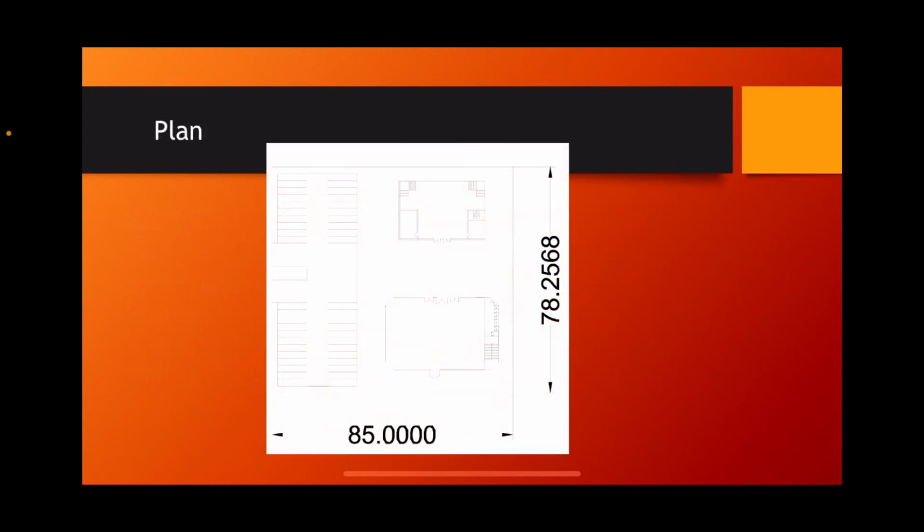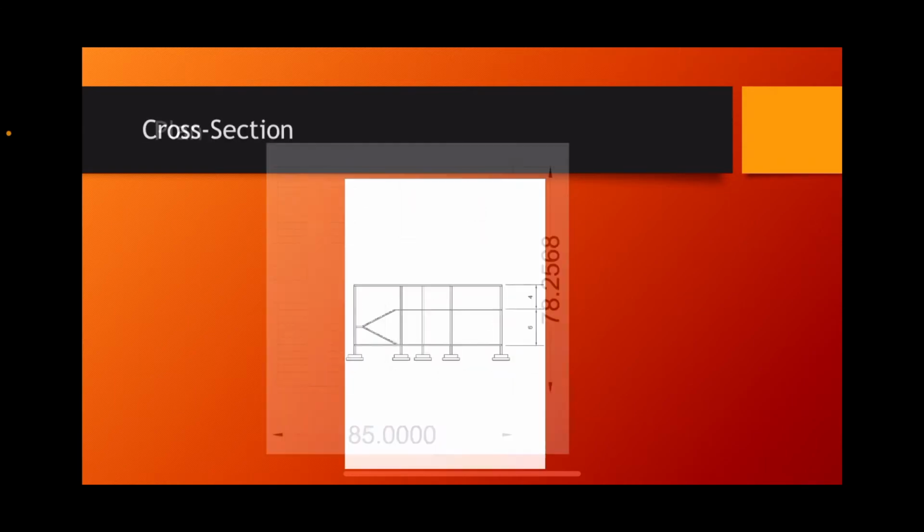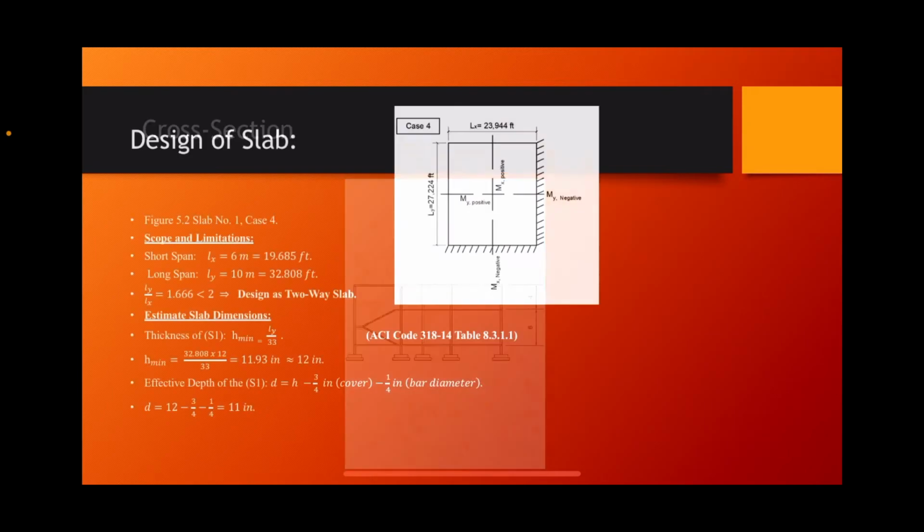This is the whole plan for the project. As we can see, it's the mosque down there and the library. This is the cross section of the mosque. Now I will talk about the slab design.